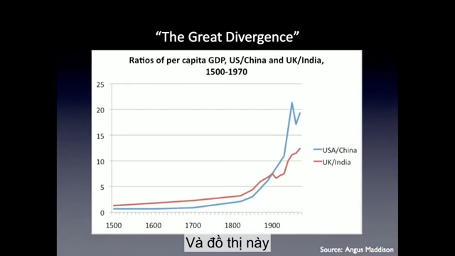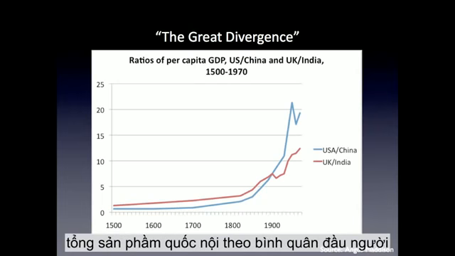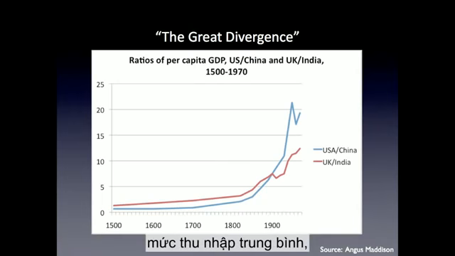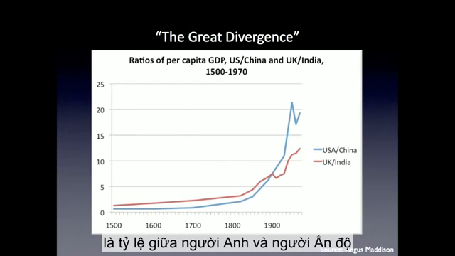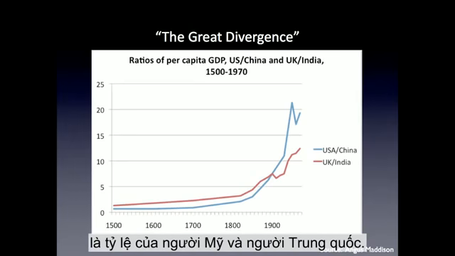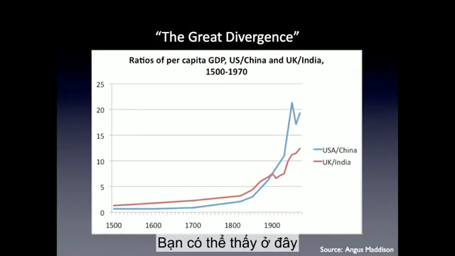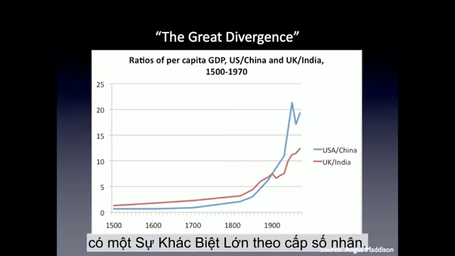And this slide here is the best simplification of the Great Divergence story I can offer you. It's basically two ratios of per capita GDP, per capita gross domestic product, so average income. One, the red line, is the ratio of British to Indian per capita income, and the other, the blue line, is the ratio of American to Chinese. And this chart goes back to 1500. And you can see here that there's an exponential great divergence.